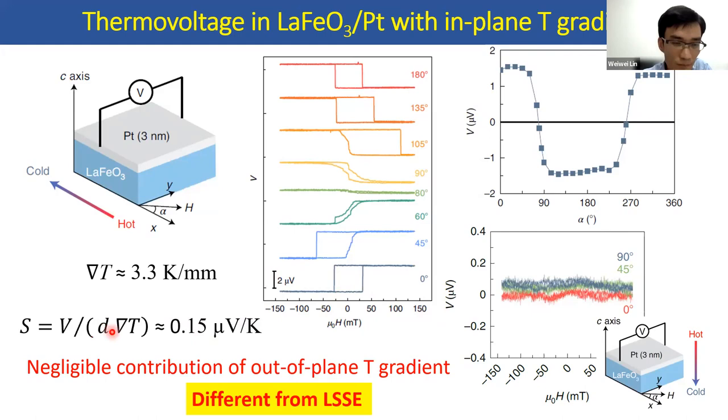We can estimate the transverse thermoelectric coefficient. In this configuration with the in-plane temperature gradient, it is about 0.15 microvolt per Kelvin. This is comparable with the anomalous Nernst effect in, for example, iron, and also the same order as the longitudinal spin Seebeck coefficient of platinum. But this has been measured in an antiferromagnetic insulator with negligible net magnetization.